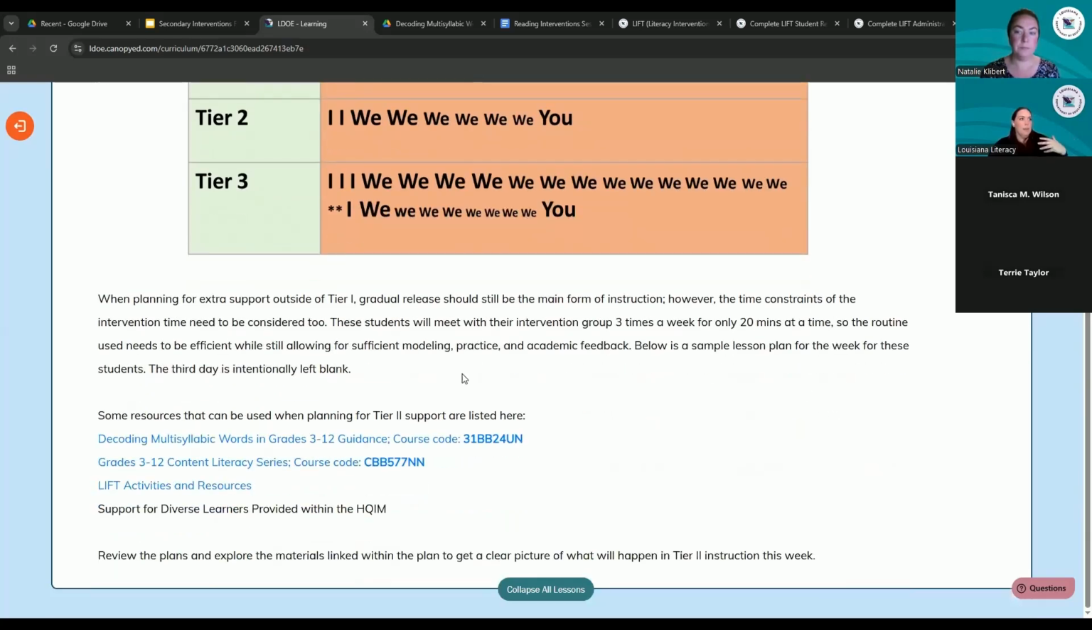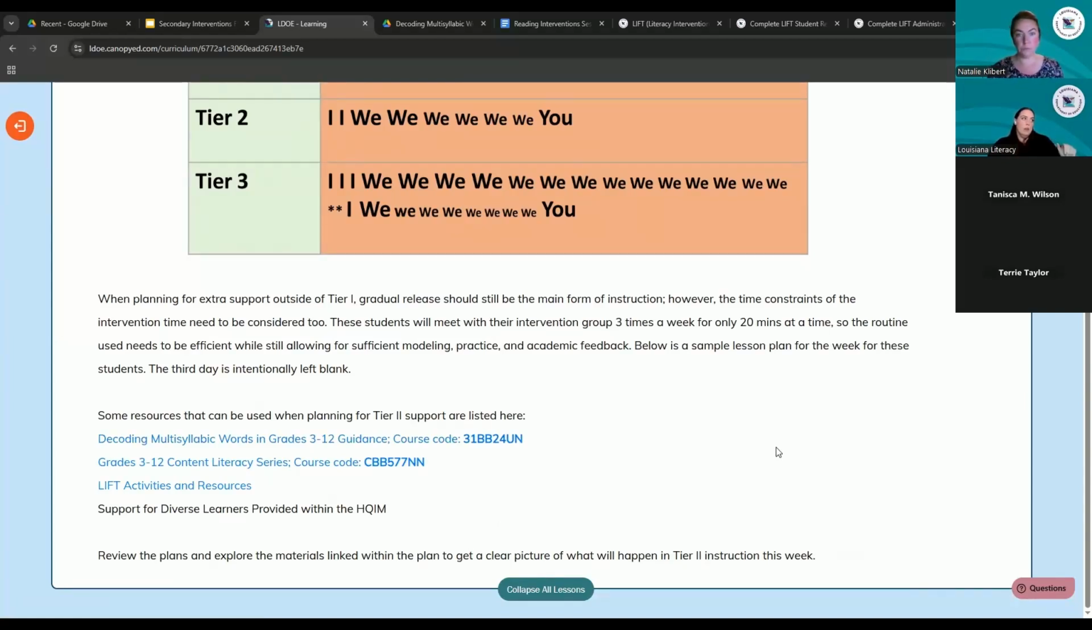And then some other resources, just before we move on into the actual lesson plan, and I do reference some of these in the lesson plan. I just talked about the decoding multisyllabic words course, and this is the course code right here if you didn't get it. That's great to use in your tier 2 instruction.